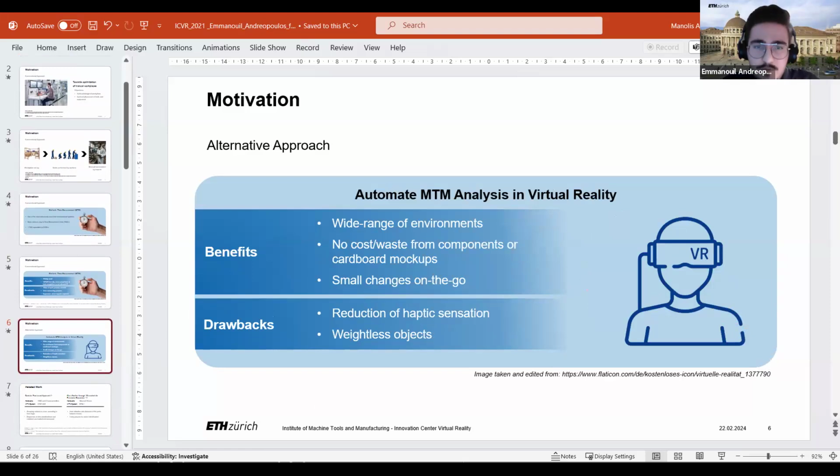In order to alleviate some of these disadvantages, an alternative approach would be to move the MTM analysis in virtual reality. This would allow us to have a wide range of virtual environments without the cost and the extra waste that cardboard mockups or the actual components would involve in the process, and also allowing us to have small changes on the go. However, moving to virtual reality would come also with a reduction of haptic sensation and weightless objects, which would not be a very big problem, especially in the early stages of the evaluation process.